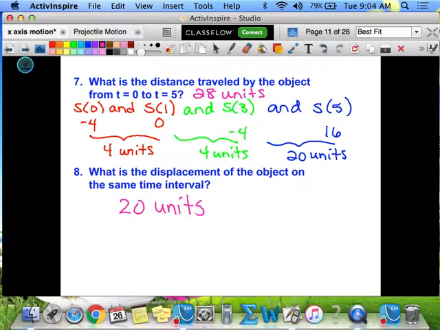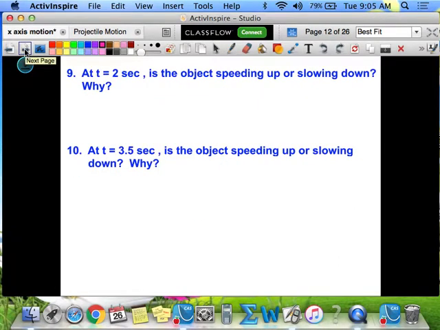Now our brain wants it to start at 0. That's why I'm very visual. If I didn't write that down, I'd go 16. Good? And can we use that formula of s of 5 minus s of 0 over 5 minus 0 for average velocity?